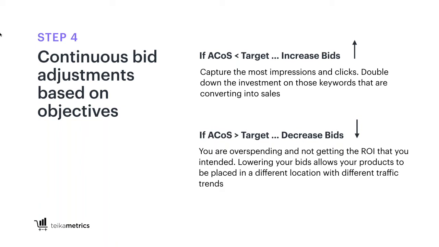So step 4. We've talked about eliminating waste through negative keywords. We talked about capturing those top performers, going from automatic to manual. And then once we're in manual, going from broad to phrase and phrase to exact. So that entire workflow around keywords is really important, and we recommend you're in there doing those changes at least once a week. On top of all of that is going to be continuous bid adjustments based on your objectives.